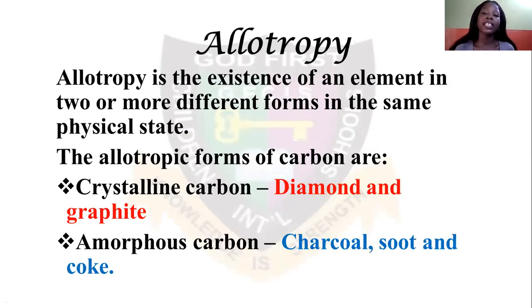Now, next one we are looking at is allotropy. Allotropy is a term used to describe the existence of an element in 2 or more different forms in the same physical state. What this means is that carbon as an element can exist in different forms in the physical state. Now, there are 2 major forms in which carbon can be classified based on its allotropy. We have the crystalline carbon and the amorphous carbon. The crystalline forms are diamond and graphite. Then the amorphous forms are charcoal, soot, and coke.